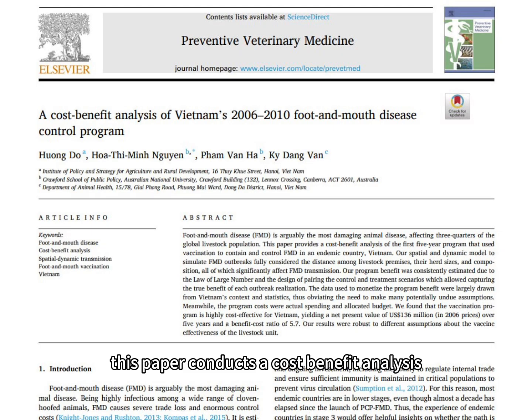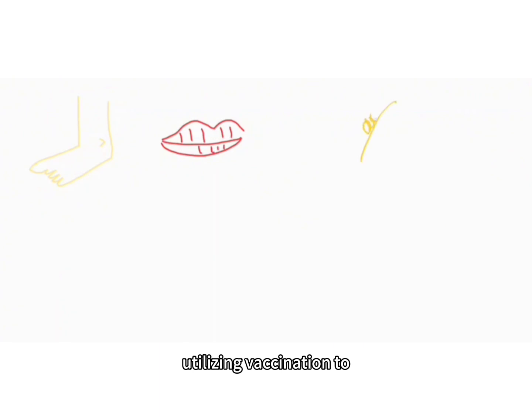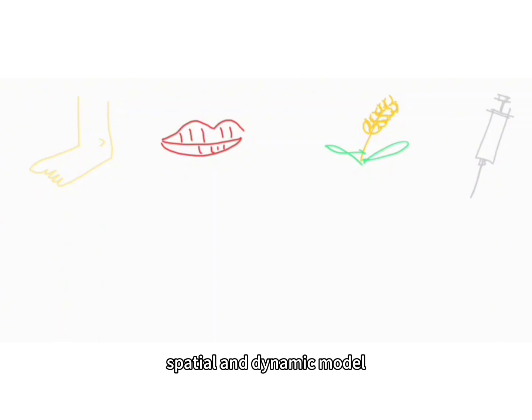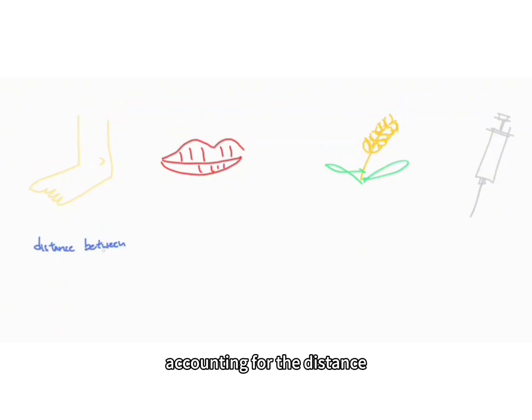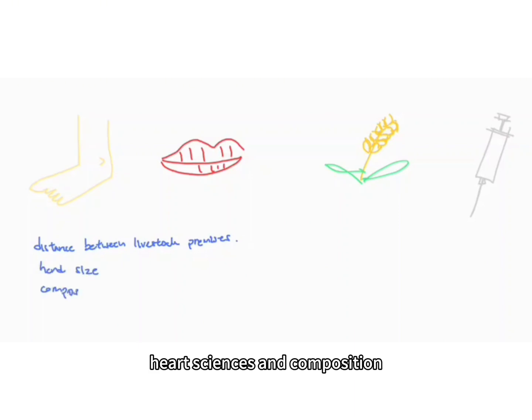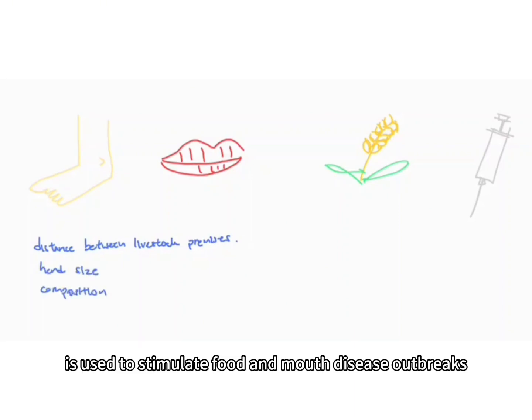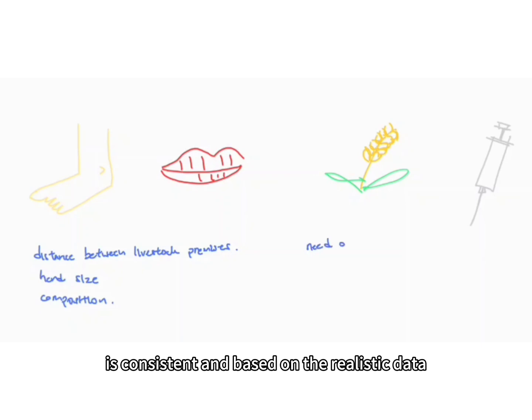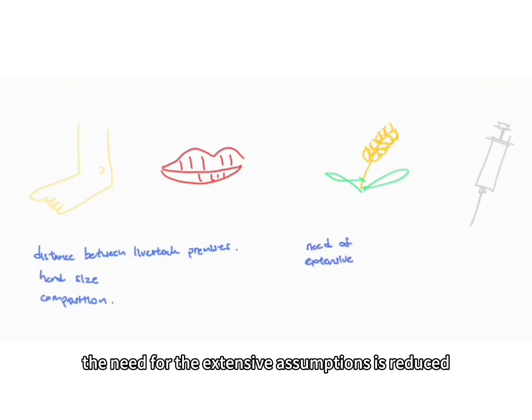This paper conducts a cost-benefit analysis of Vietnam's initial 5-year program, utilizing vaccination to control and contain foot and mouth disease. A spatial and dynamic model accounting for the distance between the livestock premises, herd sizes, and composition is used to simulate foot and mouth disease outbreaks. The program's benefit estimation is consistent and based on realistic data from Vietnam's context. The need for extensive assumptions is reduced.